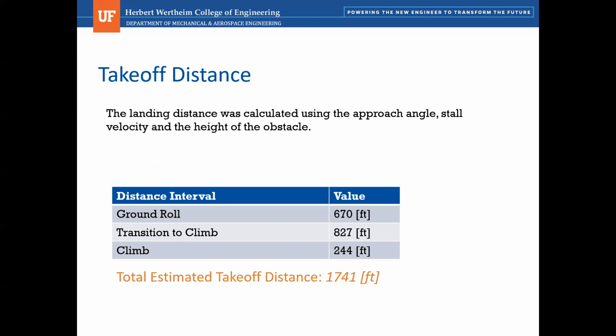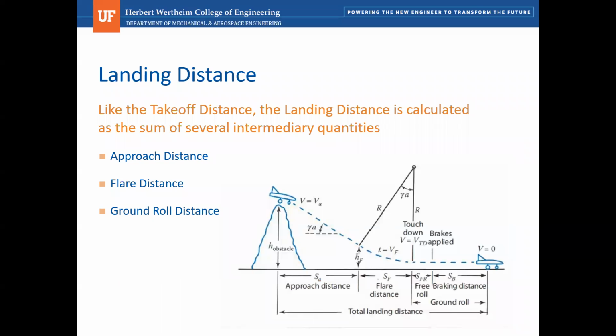By using the approach angle, the stall velocity, and the height of the obstacle, we were able to calculate these 3 intermediary distances. We found that our ground roll would be about 670 feet. Our transition to climb would take 827 feet, and then our total climb would be 244 feet in order to clear the obstacle. So this would give us an estimated takeoff distance of 1,741 feet, which is well under our 4,000 feet constraint.